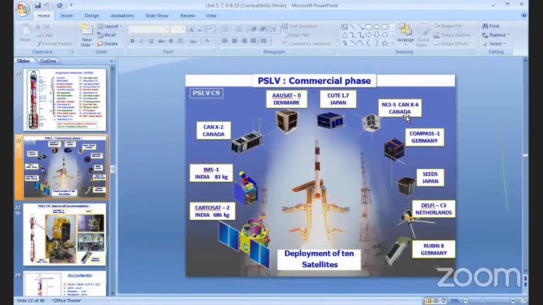NLS5 and CAN X6 belong to Canada. And this one is Compass 1, first launched by Germany. And again from Japan, SEEDS. And here, Delphi C3, it's from the Netherlands. The final one is from Germany, Rubin 8. These are all various types of satellites.